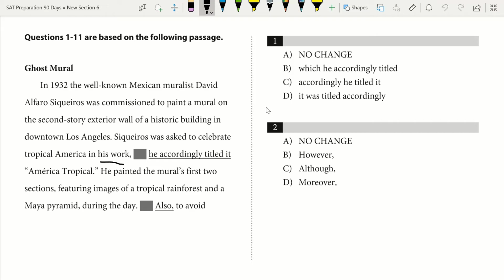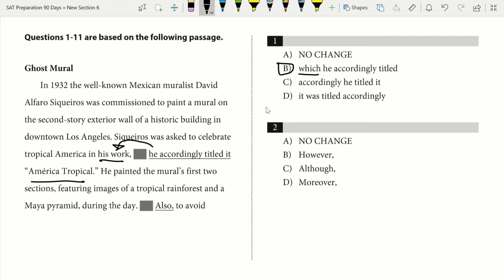Okay, I see I end with his work here, and then I have a comma after it. Okay, so if I end with his work and I have a comma after it, I need to describe his work. So I want to have a comma, and then I want to have the word which. Okay, his work, which he accordingly titled America Tropical. Okay, so my correct answer for number 1 is going to be B.